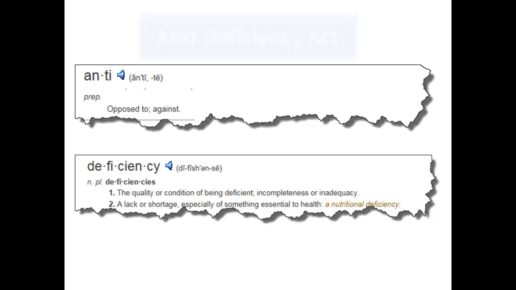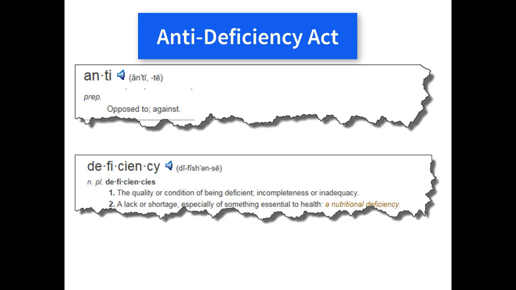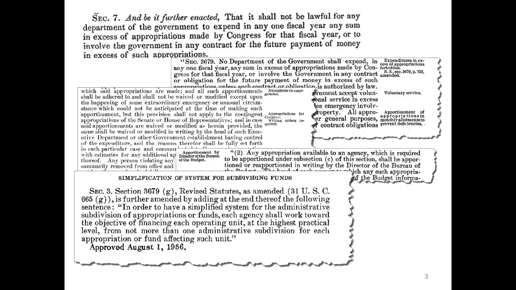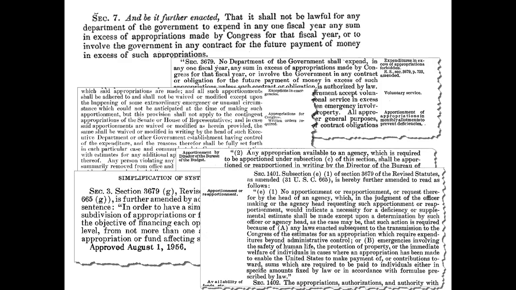But what is the Anti-Deficiency Act? Well, first of all, it's not a single act. It's a body of law. It was originally enacted July 12th, 1870, and amended in 1905, 1906, 1950, 1956, 1957, and 1990.